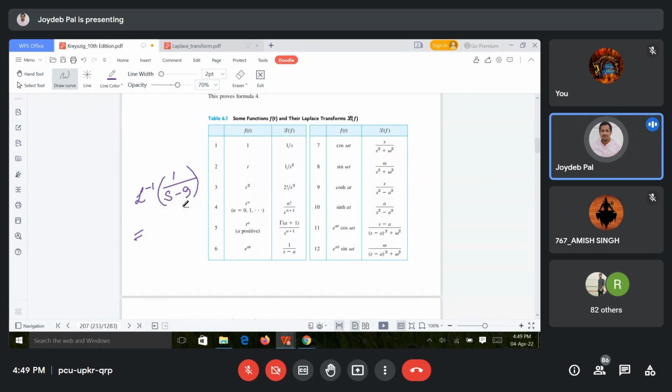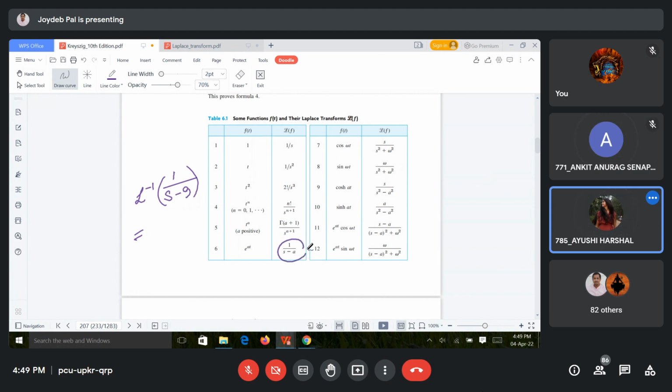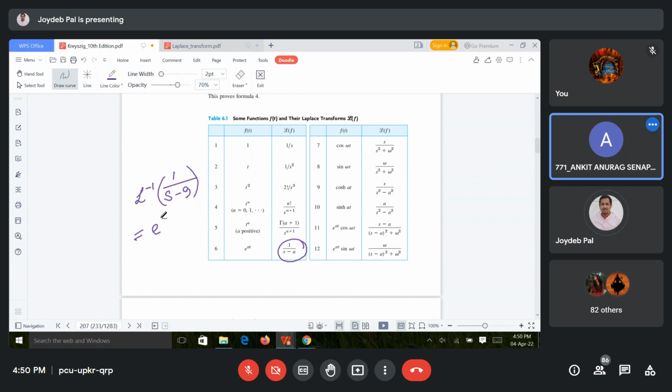To find Laplace inverse, you just find the function of s in the second column. See which form it matches: e to the power 9. fs is of the form 1 by s minus a, then its Laplace inverse is e to the power at. Then a is what here? A is 9. Yes, sir, 9. So that single table gives us the Laplace transform as well as Laplace inverse.